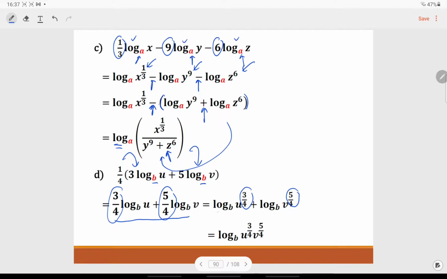Now we have logs with a common base b and b, so we can combine them together, because we have an addition operation, so we can multiply and come out with this form as the final answer. From 2 logarithms, now it becomes a single logarithm.